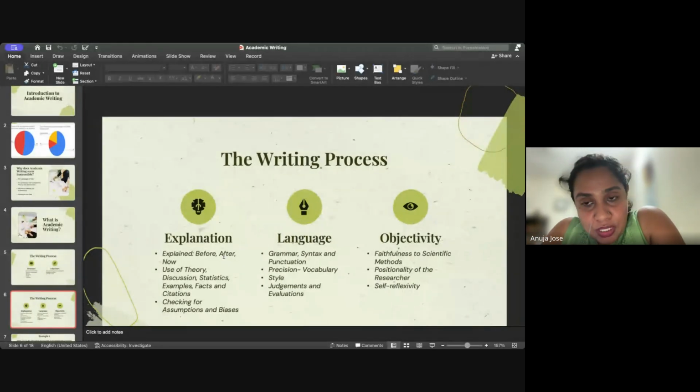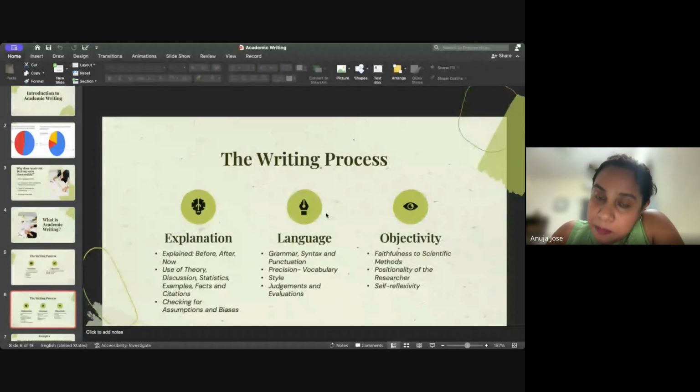Next is language. And by language, again, here I mean academic language. And by academic language, I do not mean complicated language. I mean sentences that are simple, grammatically and syntactically correct. The grammar should be on point. You should not be confused with past tense, present tense, prepositions, articles, all of the basic grammatical mistakes that people tend to make. You need to ensure that that is removed from language. Basic syntax also you need to take care of, as well as punctuation.